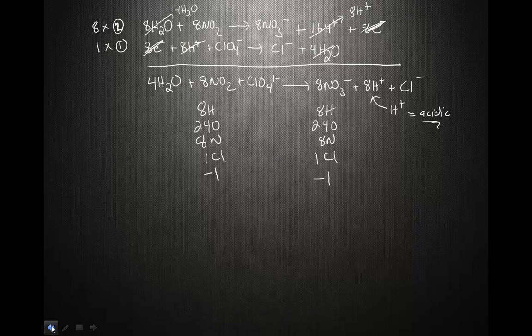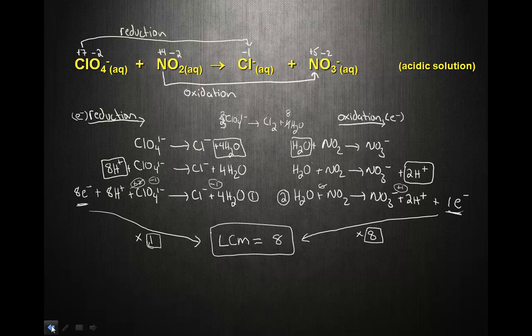Now I'm just going to go back to the previous slide and show you how this would be different if this was in basic solution. If this were in basic solution, what would happen is, before you added the electrons, just like in the oxidation number method, you would add 8 OHs to each side. So that would be the next step. Then you would add the electrons.